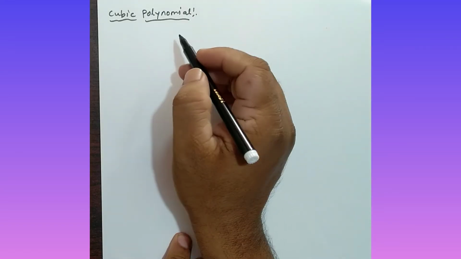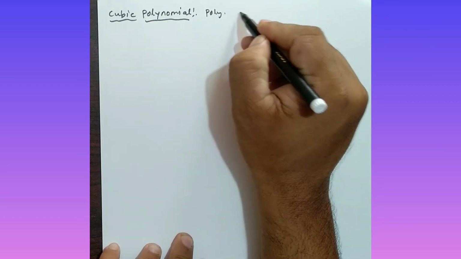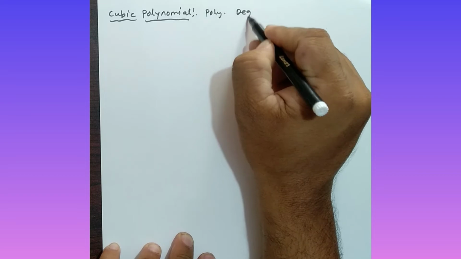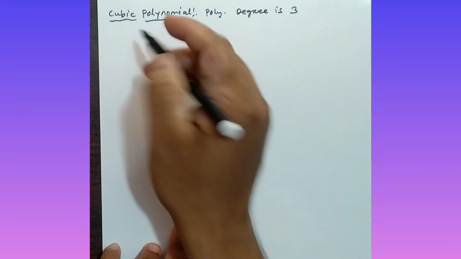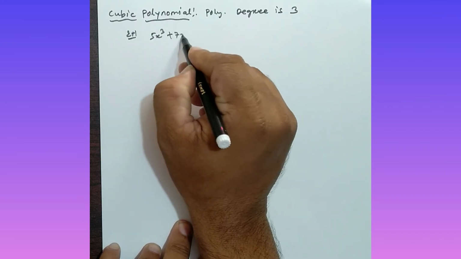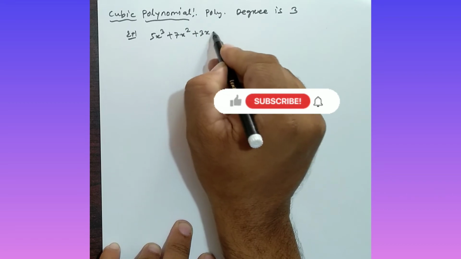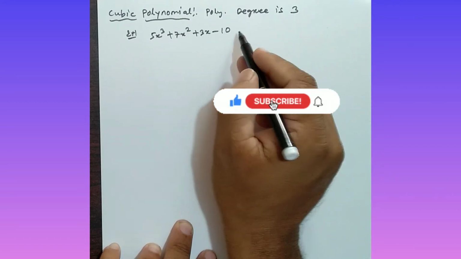Cubic polynomial. So what is a cubic polynomial? Simply, you can say that a polynomial whose degree is 3 is called a cubic polynomial, right? Let's suppose I'm giving an example like this: 5x cube plus 7x square plus 3x minus 10, right?